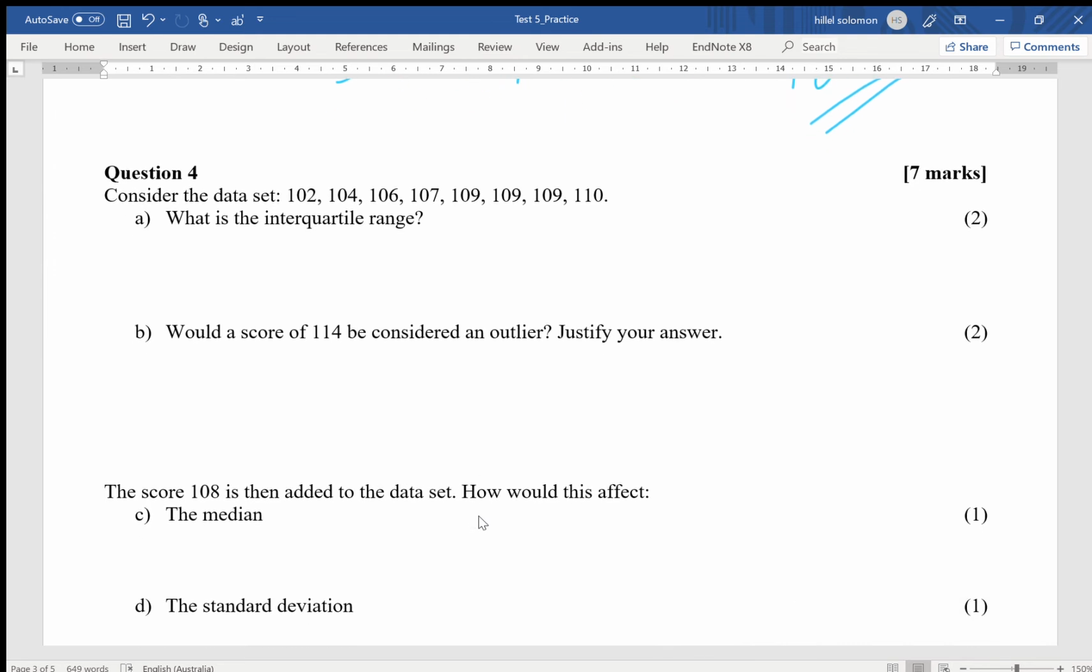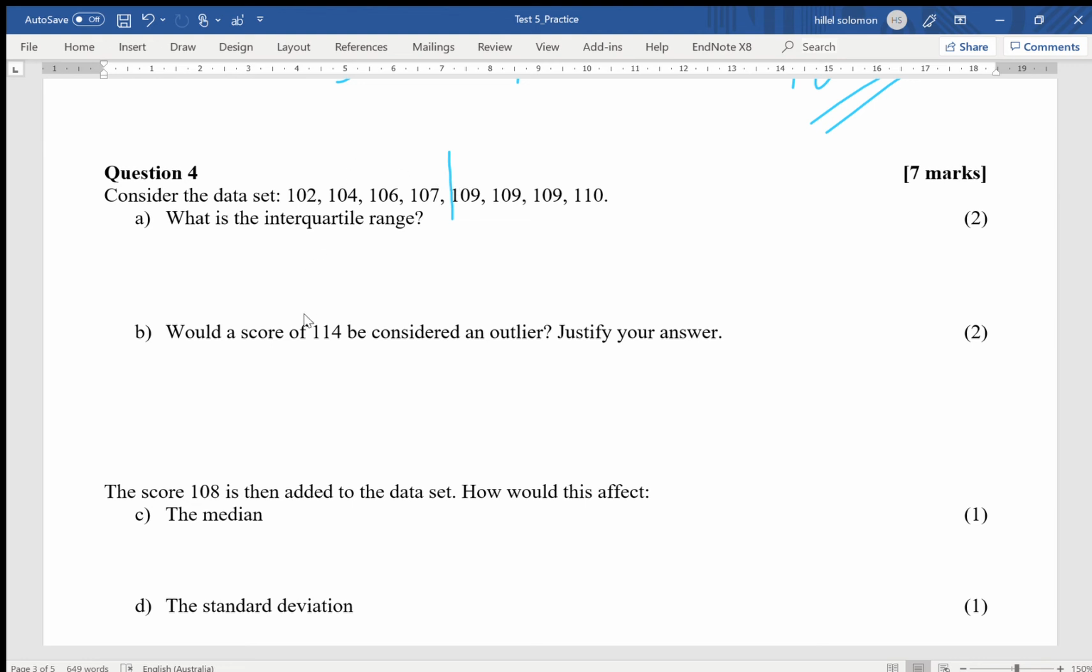Question 4. Consider this data set. What is the interquartile range? Okay, so for that I need to know what my quartiles are, which means I need how many scores there are and my median, and let's split this up. So let's count first of all. 1, 2, 3, 4, 5, 6, 7, 8. There are 8 numbers altogether, which means that my median is going to be over here with 4 on either side of that line. My median is going to be between 107 and 109, so it will be 108.